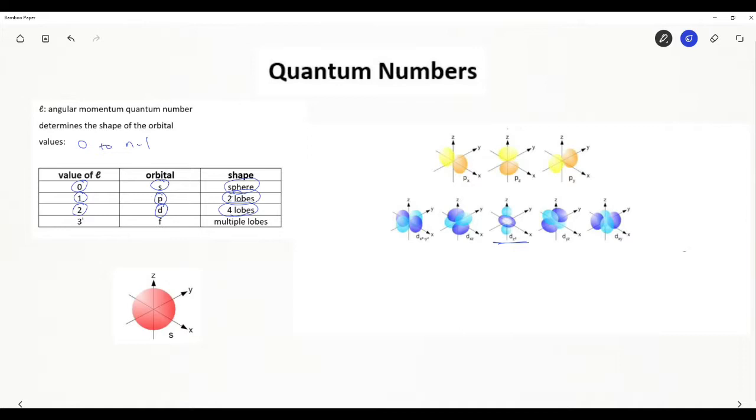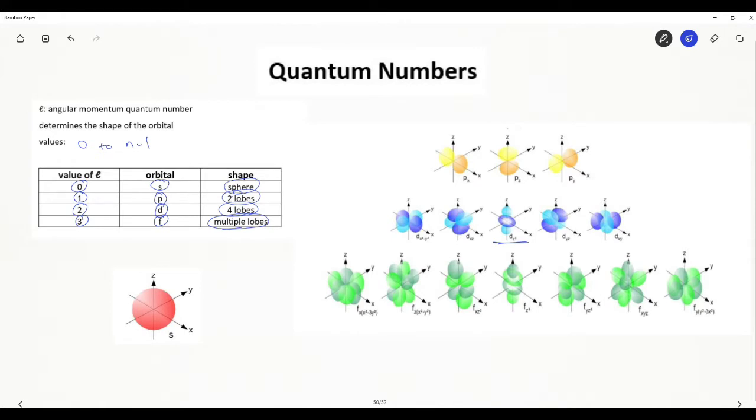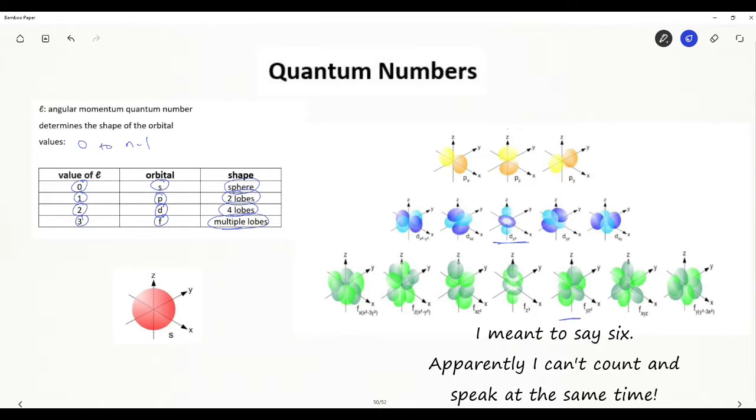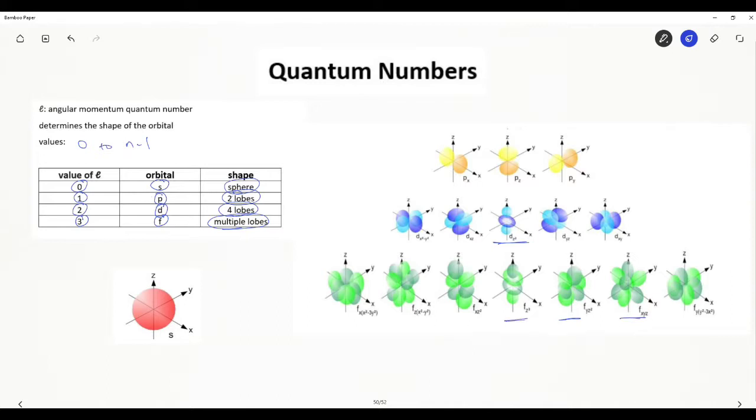Finally, if l equals 3, that means you're talking about the f orbital, and it has multiple lobes. So if you look at the picture of the f orbitals, you'll notice that some of them have 4 lobes, some of them have 8 lobes. You've got this one, which actually only has 2 lobes, so these start to look a little bit different here.